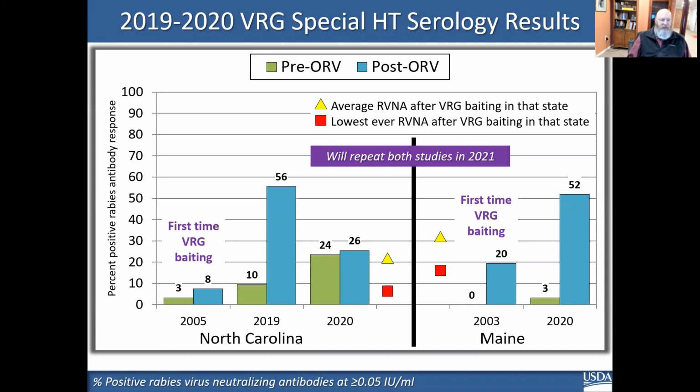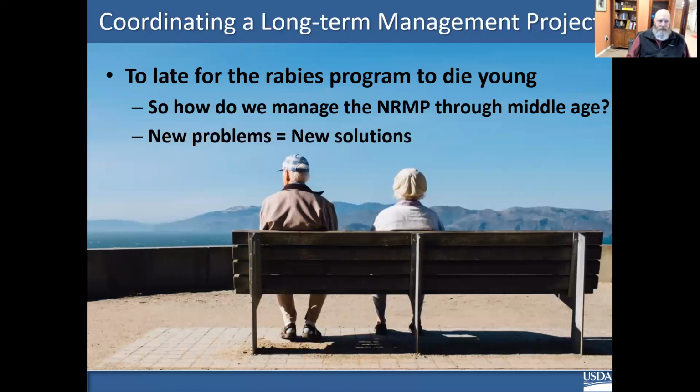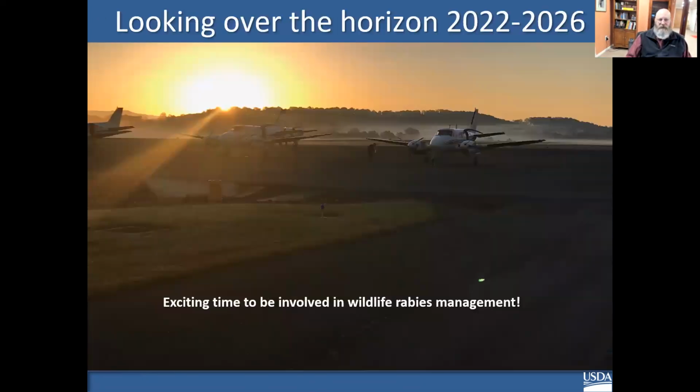Unfortunately, the second year, it looks like it dropped very significantly in North Carolina, but we want to continue this over the course of 3 years in both states to see if this might be the ticket for a new bait for us to use. So in the end, this has been a long, strange trip from 1995 to 2021. We're certainly too late for the rabies program to die young. We really have to start thinking about how we manage through middle age. There's new problems, new solutions. But for us, it's still a really exciting time to be involved in wildlife rabies management.